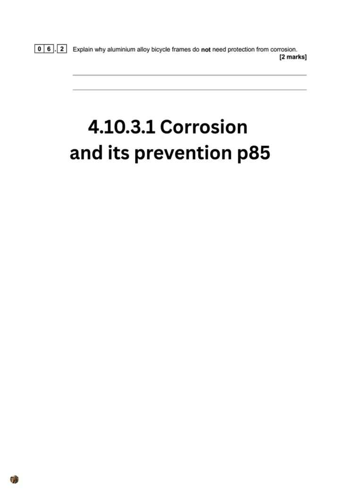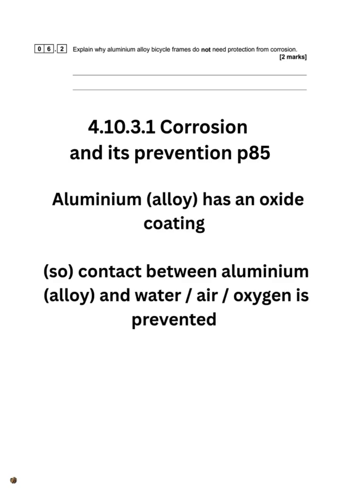Right, so the next question is about corrosion and its prevention. So if you want to do some revision, that's on page 85 of the specification. So the question is, why does aluminium alloy not need protection from corrosion? Right, so the first mark is for saying that aluminium, or the aluminium alloy, has an oxide coating, which of course would be on its surface. And the second reason, so this therefore prevents contact between aluminium, or the aluminium alloy, and either something that's going to cause corrosion, so water, you could say air, or the oxygen that's in the air.